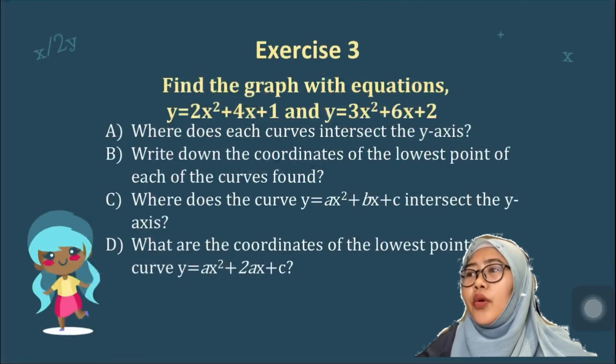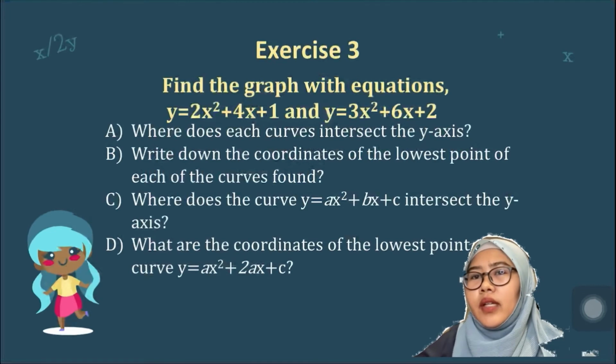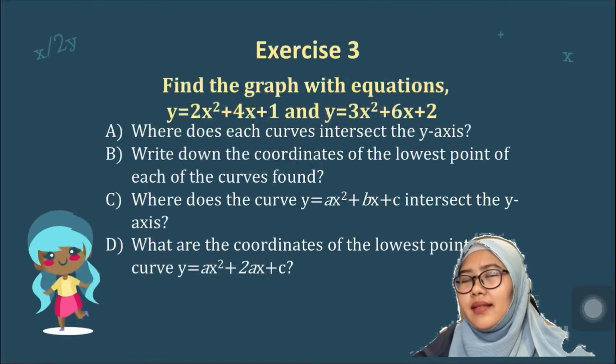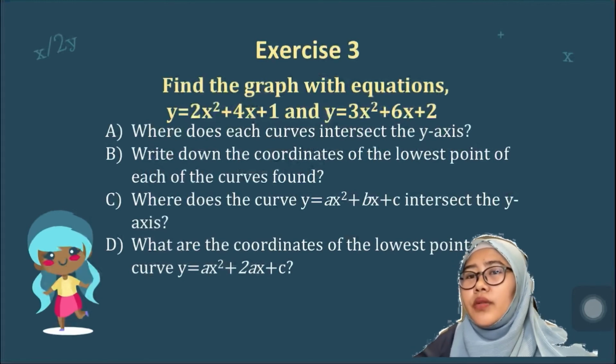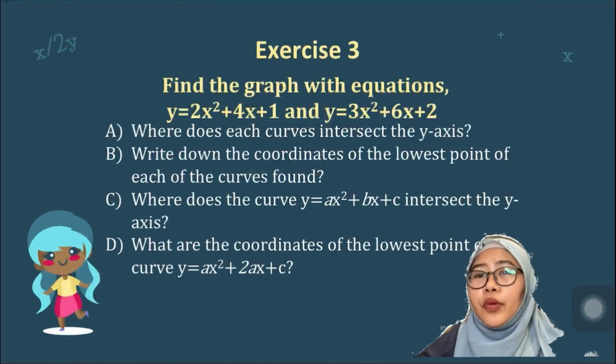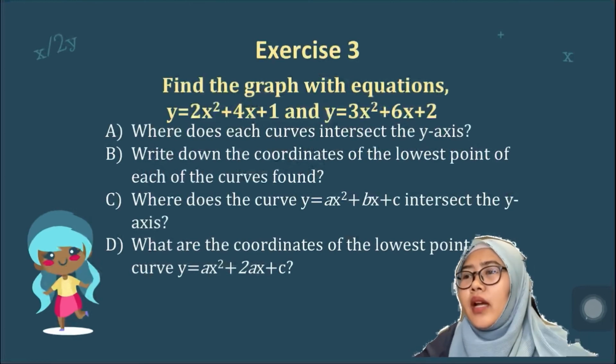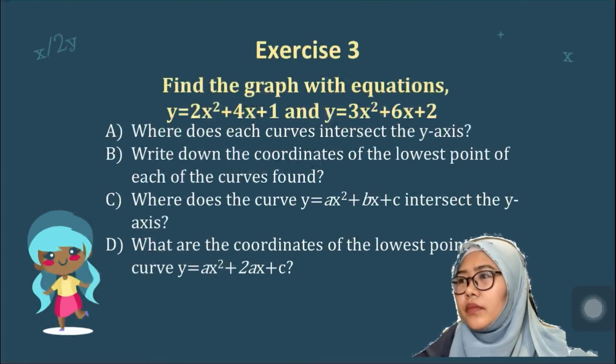Lastly, we're going to take a look at exercise 3. For exercise 3, you have to find the graph with equations y equals 2x squared plus 4x plus 1, and y equals 3x squared plus 6x plus 2. After you have found the graph for both, which need to be on the same plane or the same axis, you have to find where each curve intersects the y-axis.